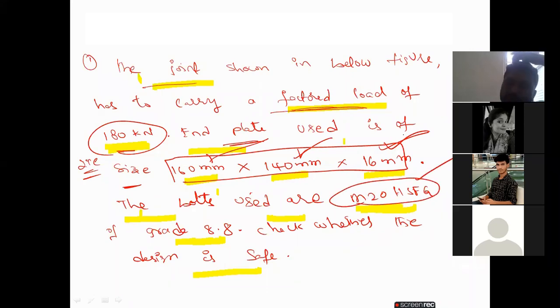The bolts used are M20 HSFG, grade 8.8. So my dear students, whenever you see HSFG, high strength friction grip bolts, in the question, that means you have to calculate the prying force. When normal bolts are there, we will use the normal derivation or normal problems. But when you see HSFG bolts in the question, definitely there will be a prying action. So it's my sincere request, whenever you design HSFG bolts or take HSFG bolts in the problem, we will definitely use the prying force Q. Check whether the design is safe or not.